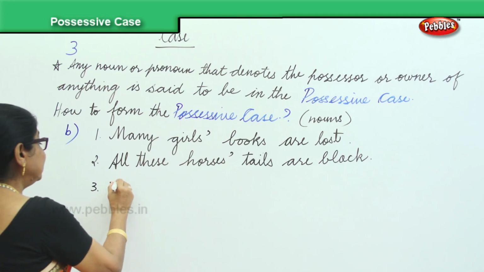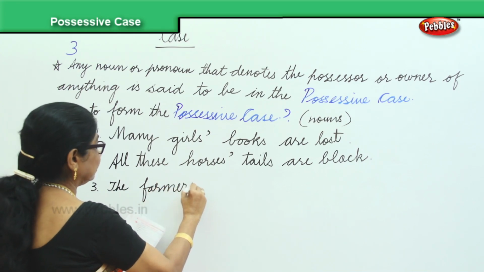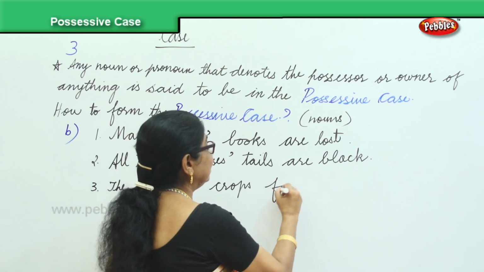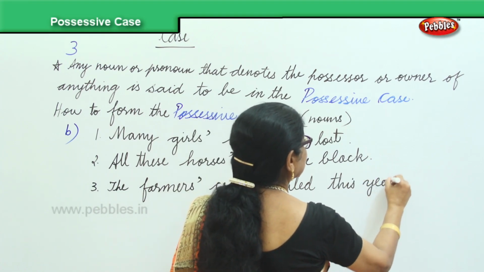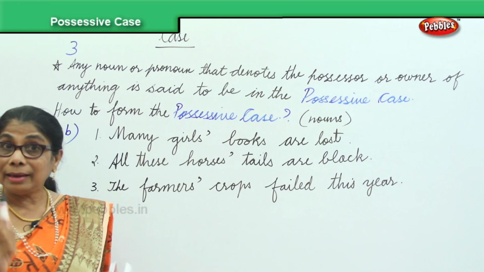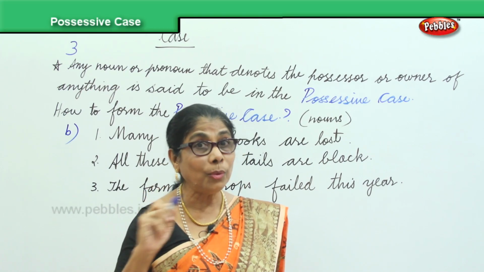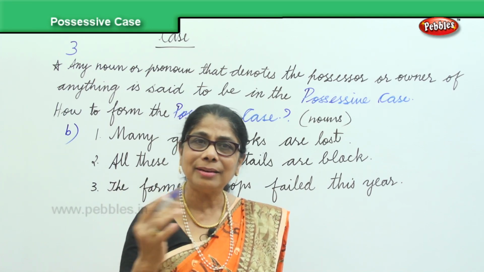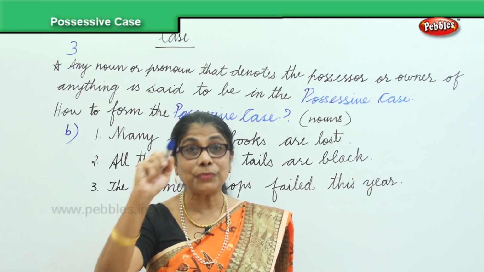Next, the farmers' crops failed this year. Now, in these sentences, look again at the nouns. Last time we did the singular noun. When it comes to a singular noun, what you do is put an apostrophe, then an s following the apostrophe. So you will say the girl's book was lost, Tom's shoes were lost, whatever. Singular noun, apostrophe, followed by an s.